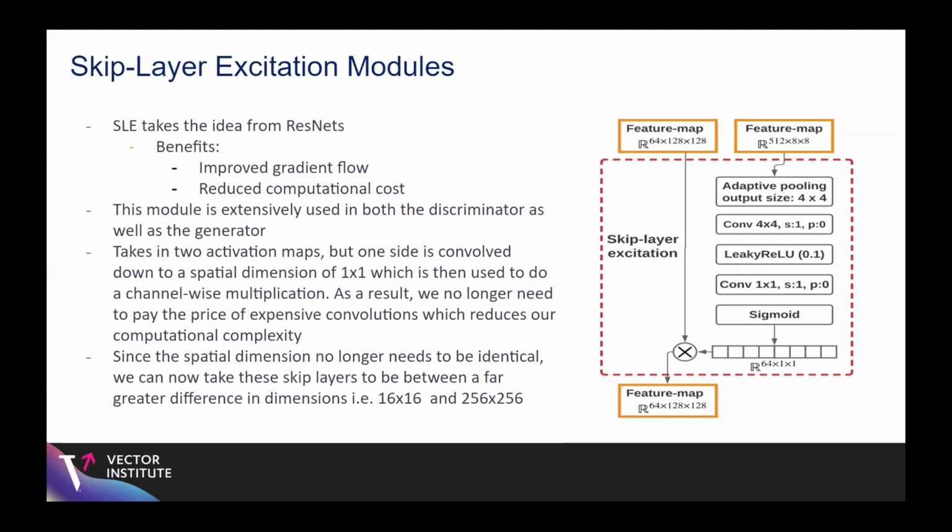So the skip layer excitation module, going a bit more into depth, tries to fight these aforementioned problems and proposes an architecture that not only provides better gradient flow by taking inspiration from ResNets, but also does it at a reduced computation cost. It takes in two activation maps, but only one side is convolved down to a spatial dimension of 1 by 1, which is then used to do channel-wise multiplication. This means we no longer pay the price of expensive convolutions to match spatial dimensions. Another added benefit is that since spatial dimensions no longer need to match, we are able to have these skips range over far greater spatial dimensions, for example, between 16 by 16 and 256 by 256.